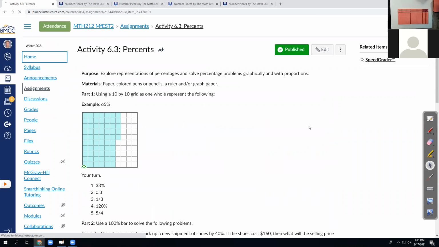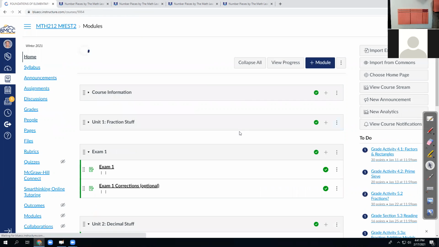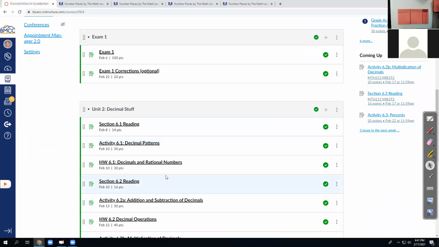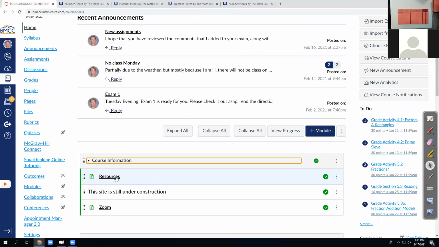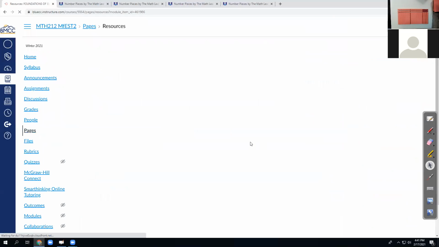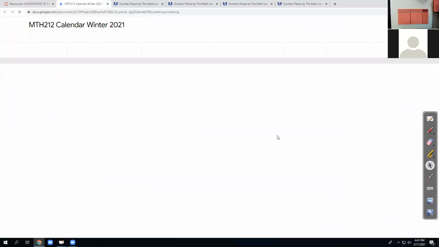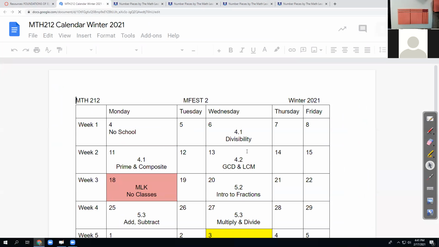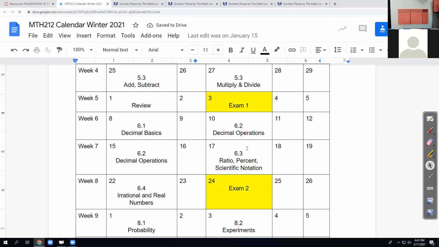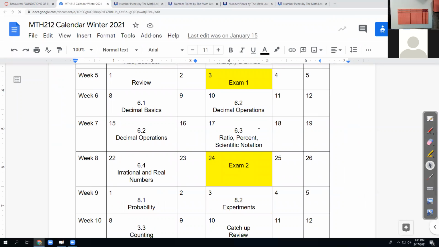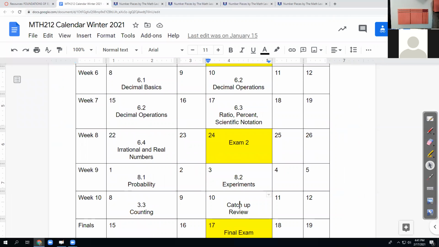So as far as our schedule goes, because of the snow sick day the other day, we are now officially a day behind the schedule, and I will adjust due dates as necessary. So we'll likely push next week's exam off to the week after. So without the snow sick day, I intended to do section 6.2 Monday, 6.3 today, and 6.4 Monday, but we're behind. Unfortunately, we have our catch-up review day over here that might help.